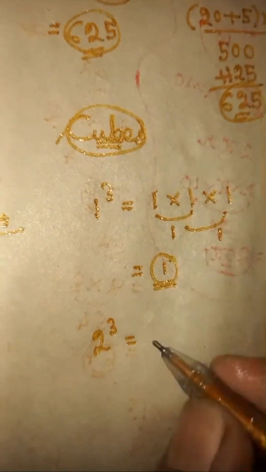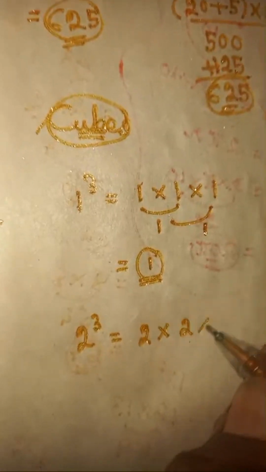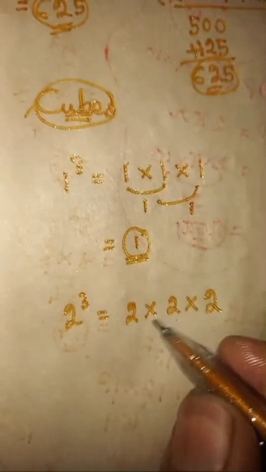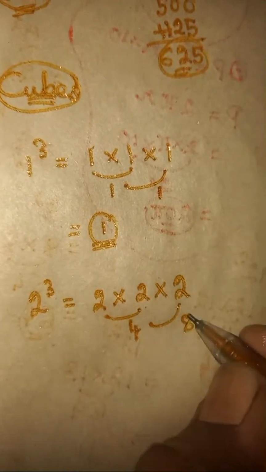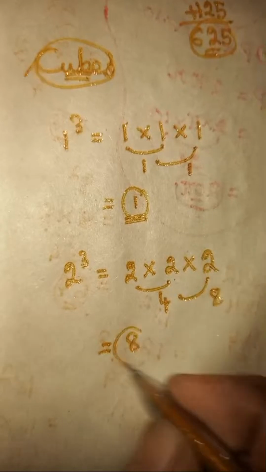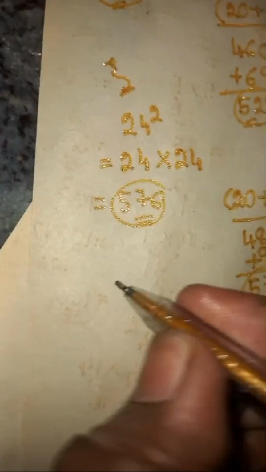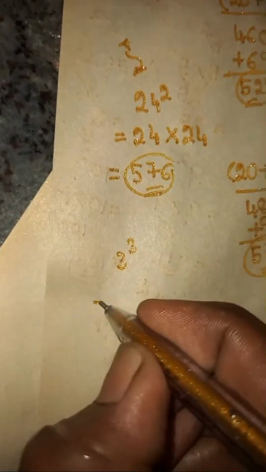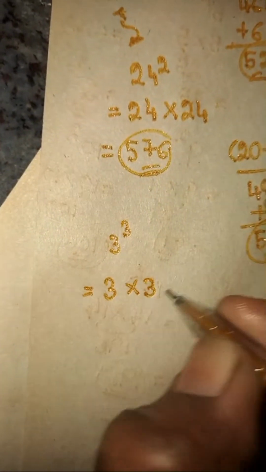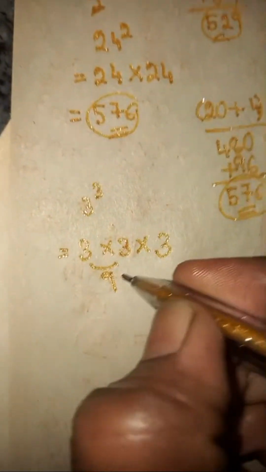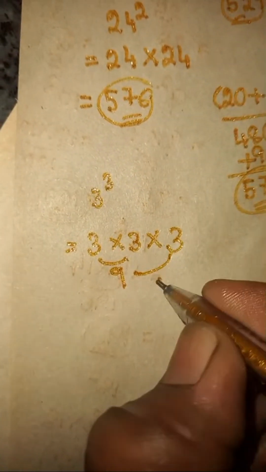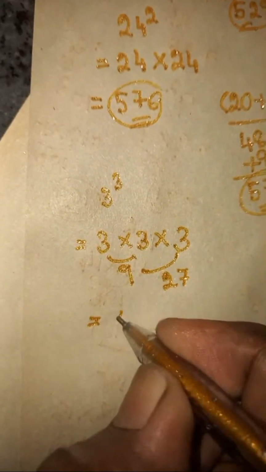Let's take 2 cube. 2 cube can be written as 2 times 2 times 2. 2 times 2 is going to become 4, and 4 times 2 becomes 8. So 2 cube is equal to 8. Let's take one more, that is 3 cube. 3 cube you can write as equal to 3 times 3 times 3, and 3 times 3 is 9. 9 times 3 is going to become 27. So this 3 cube is equal to 27.